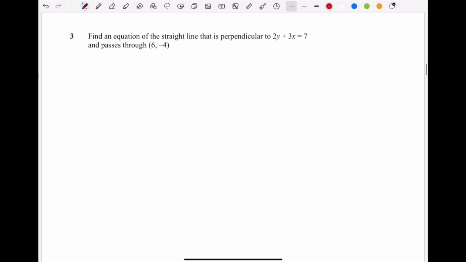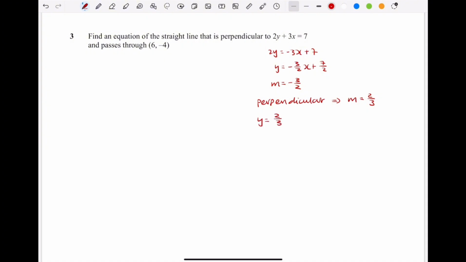We are told that the equation of a straight line is 2y plus 3x equals 7. And we need to find the equation of the straight line that is perpendicular to this line and also passes through 6, negative 4. Because we know if two lines are perpendicular, their gradients are going to be negative reciprocals of each other. So what we need to do first is rearrange this equation to make y equals mx plus c. And we can see the gradient is negative 3 over 2. The gradient of the perpendicular line is going to be 2 over 3. So our equation is going to be in the form of y equals 2 over 3 x plus c.